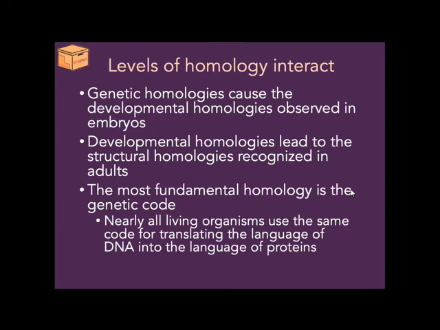If you have developmental homology, meaning, for example, the timing or which clumps of cells become what in the embryo, that can lead to structural homologies in the adults. So the fact that embryos of a cat and a human develop so that they have five little finger nubbins, and then adults will have five fingers, right? That's a developmental homology leading to a structural homology.